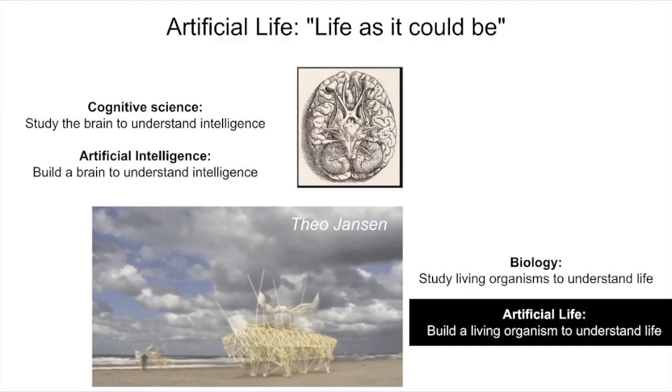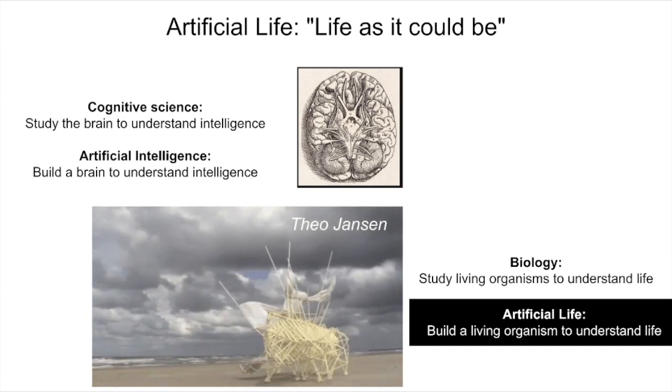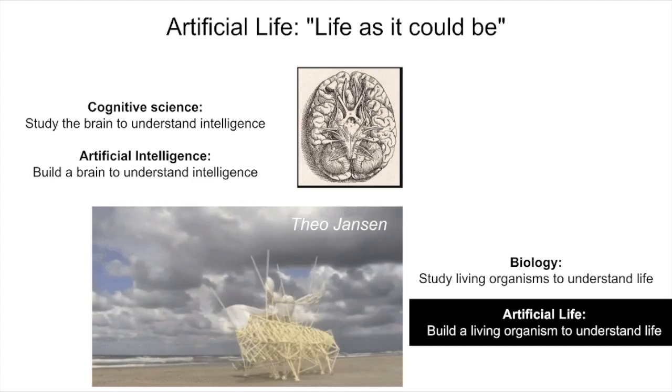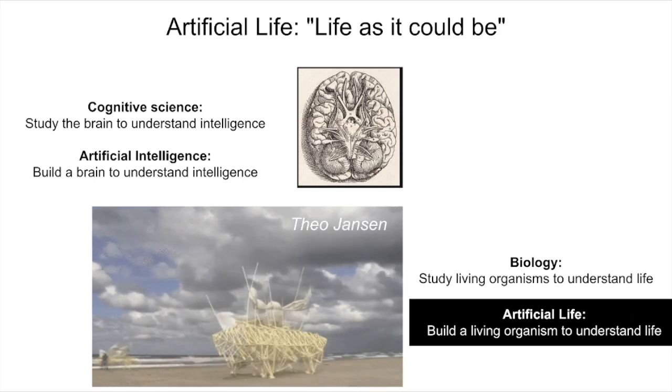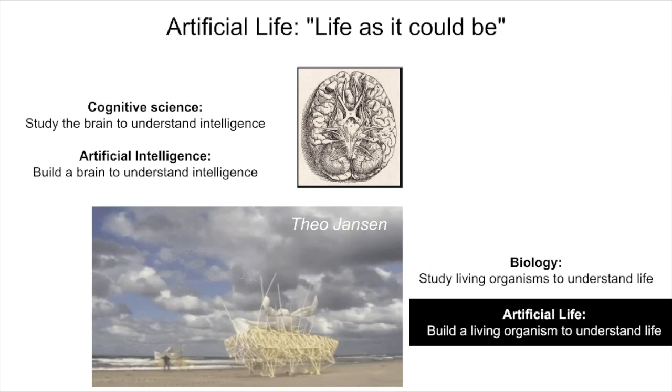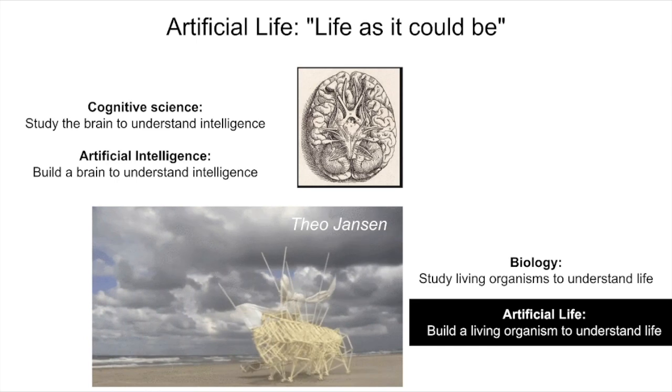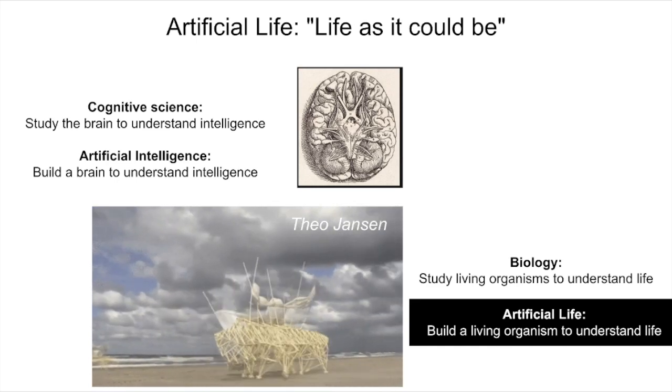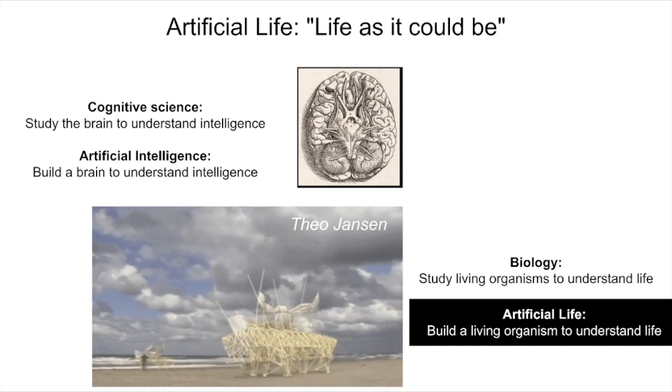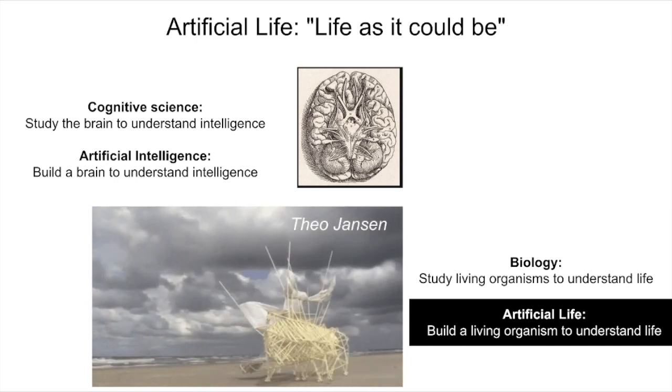To give you an analogy, cognitive scientists study the brain to understand intelligence, and artificial intelligence scientists try to build a brain to understand intelligence. In the same way, in biology, scientists study living organisms to understand life, and in ALife, we try to build a living organism, also to understand life.